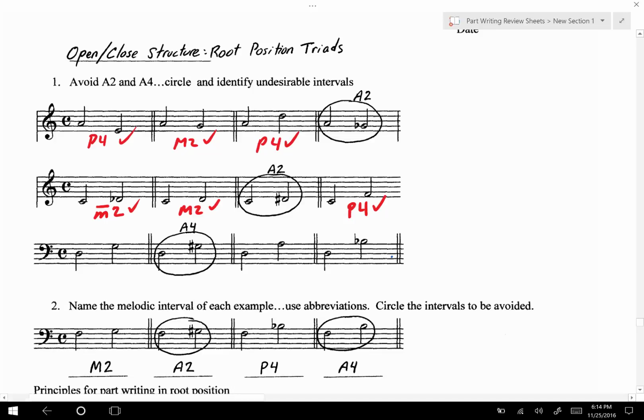Moving to bass clef, we've got a P4, that's fine. Here's our A4, that's undesirable, but this P5 is okay. And this minor 6 is fine.